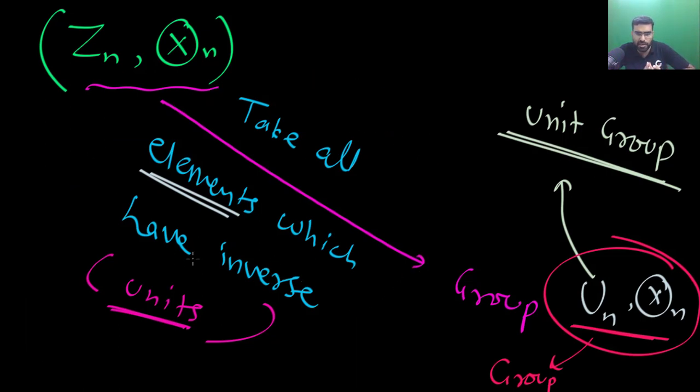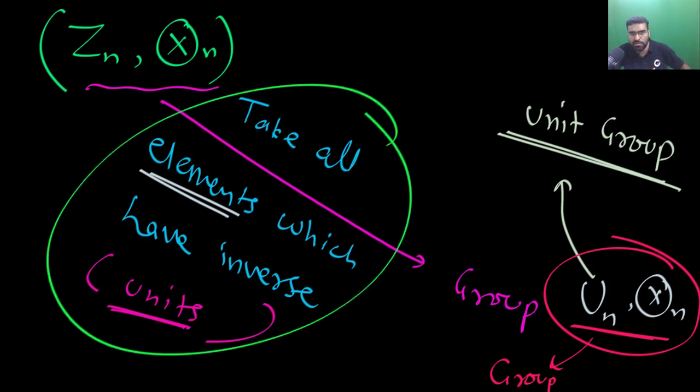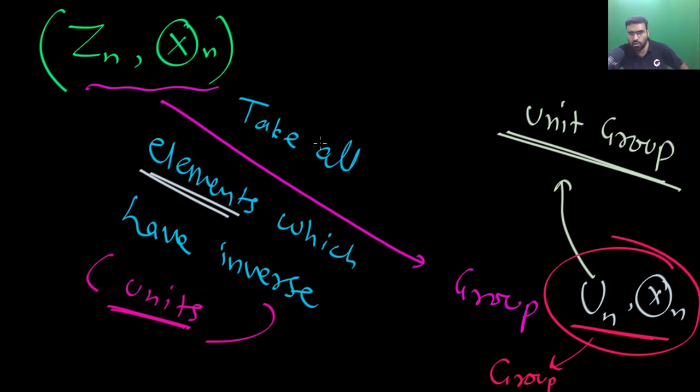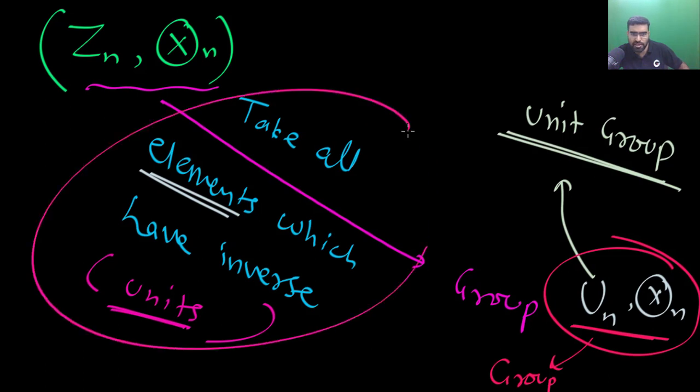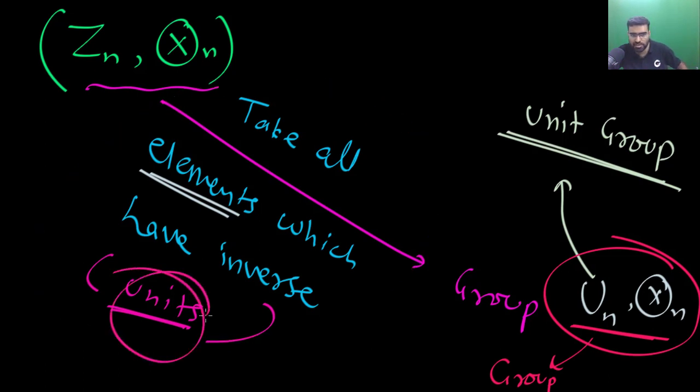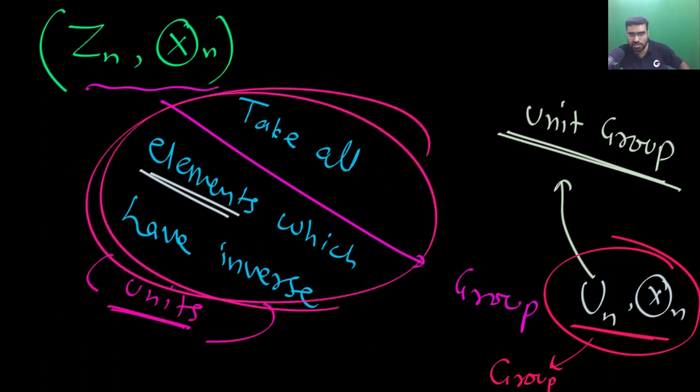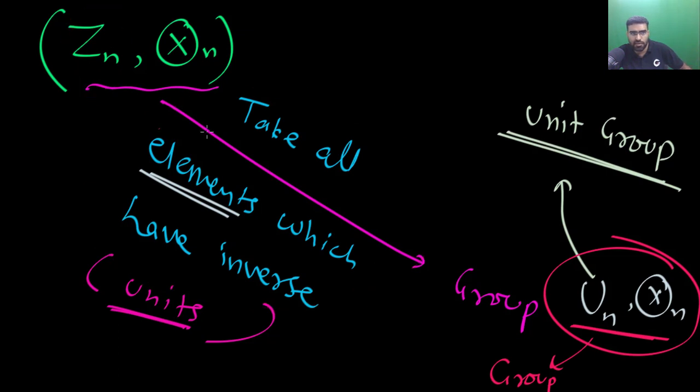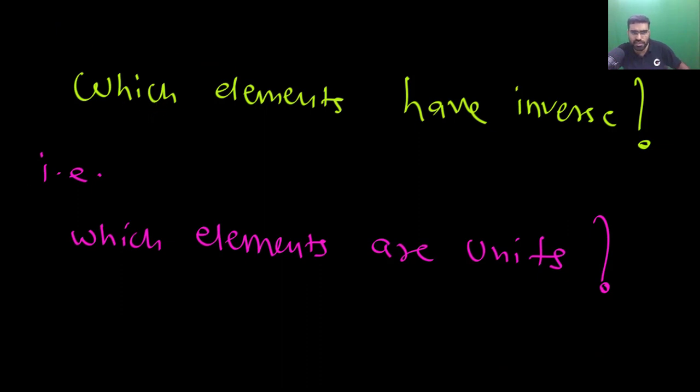Now only one last question remains: how do we know which elements have an inverse? That is, which elements are units? In this Zn, under this operation, multiplication modulo n, which elements have an inverse? Which elements are units? This is the last question that we need to check.